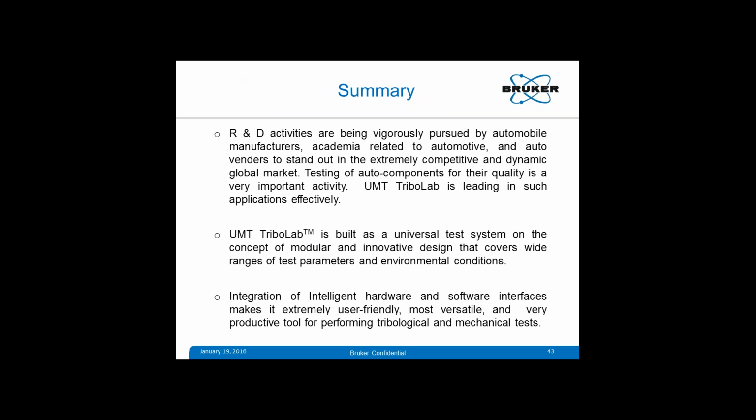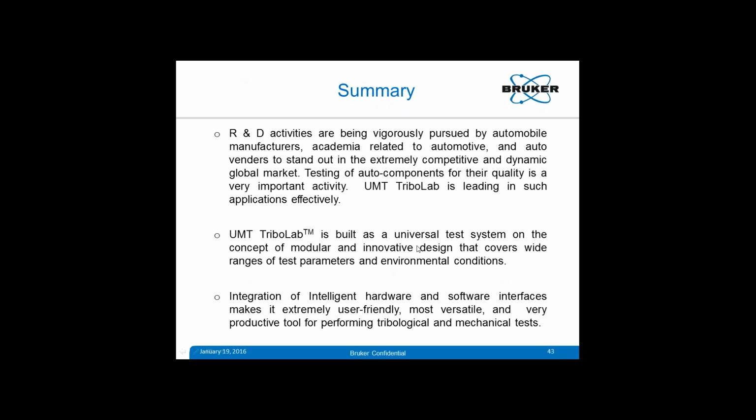I have come to the summary, and I summarize as follows. R&D activities are being vigorously pursued by automobile manufacturers, academia related to automotive, research organizations, and vendors to stand out in the extremely competitive and dynamic global market. Testing of auto components for their quality is a very important activity. UMT TriboLab is leading in such applications effectively.